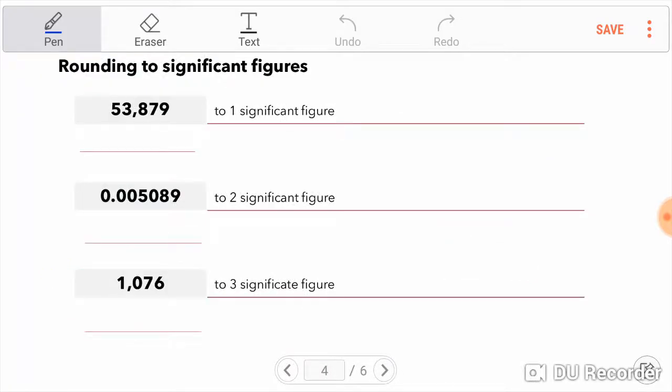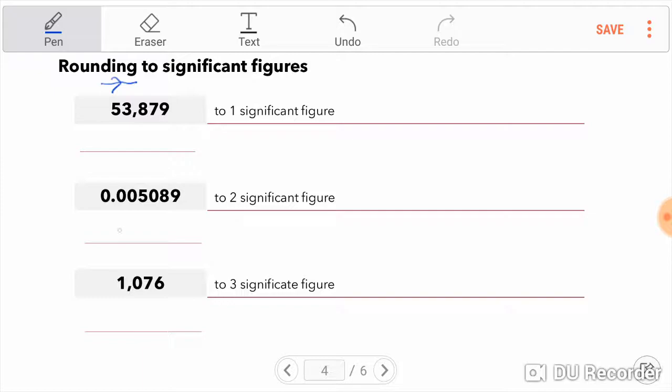Now we go to rounding to significant figures. The first significant figure for this number is 5. A significant figure is a digit in a number that gives you information about the number's size. We identify significant figures from left to right. So the first significant figure is 5, the second is 3, and the third is 8.